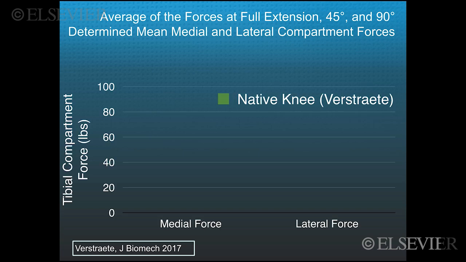So if we plot the medial force and lateral force, averaged from 0 to 90, in the x-axis and the tibial compartment force in pounds, you can see the medial force is 14, the lateral compartment is 6. So the medial force is about twice as much as the lateral force. Sort of makes sense because the medial plateau is bigger than the lateral plateau. So if the force is bigger and the cross-section area of the plateau is bigger, then the stress or pressure, if you will, is about the same or not too different between the medial and lateral sides.